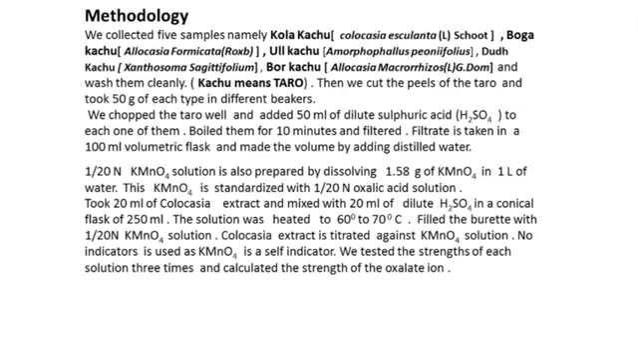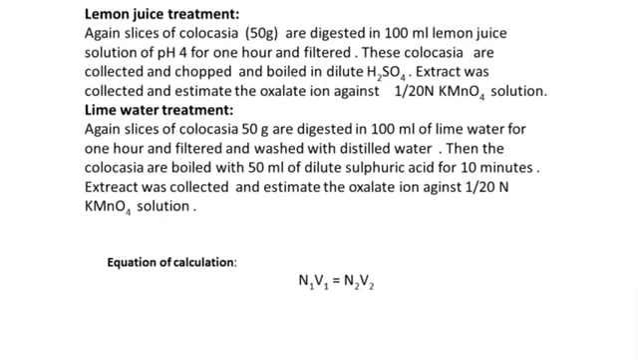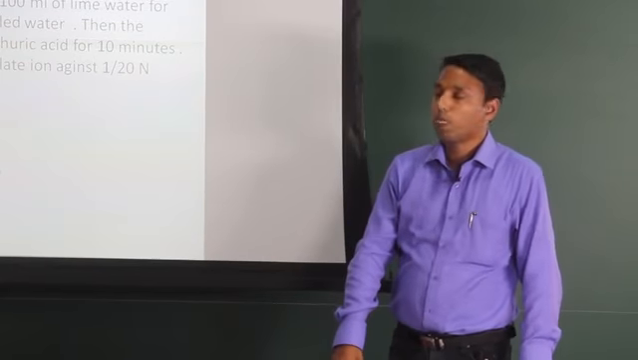The potassium permanganate solution is prepared by dissolving 1.58 gram of potassium permanganate in 1 liter of solution. With the help of this potassium permanganate, we titrated the oxalate ion concentration present in the different types of colocasias. After that, the colocasias were treated with lemon juice, the same procedure was done, and the oxalate ion concentrations were estimated. Then it was digested with lime water and again the oxalate ion concentration was estimated.